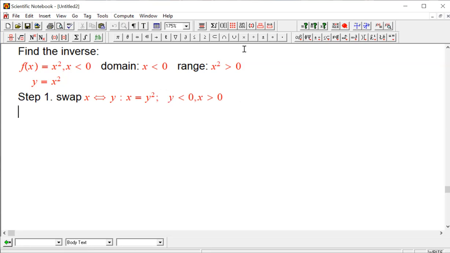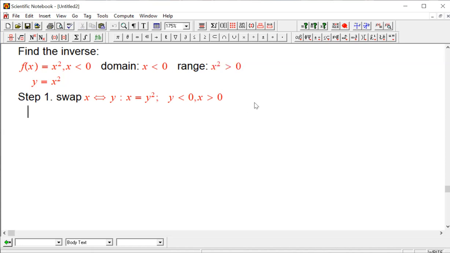I want you guys to understand that. If you need to watch this again, okay, in the previous example, the domain and range swap makes no difference. But in this case, the swap on domain and range makes a big difference. Before the swap, domain is about x. After the swap, x becomes y. So x less than 0 becomes y less than 0. Before the swap, the range is about x squared. X squared is positive. After the swap, x becomes y, so x becomes positive.